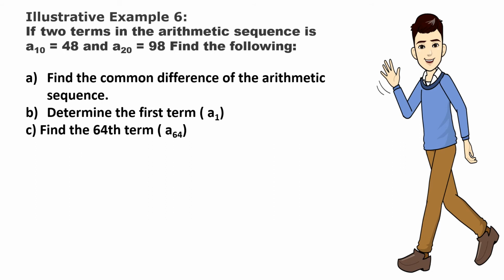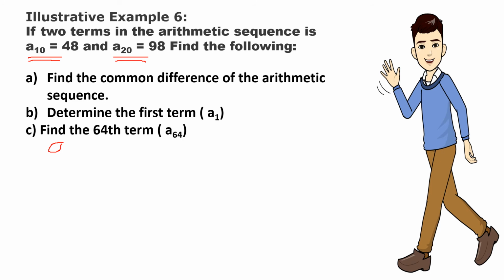Okay, next, let's have our illustrative example number 6. So this time we have two terms in a sequence is a sub 10, ang given ay dalawang term, a sub 10 and a sub 20, 48 and 98. So find the following. A, find the common difference. B, find the first term. C, find the 64th term. So isahin natin. So, mag-start tayo doon sa A20 since mas malaki yung value sa ating A sub 20.